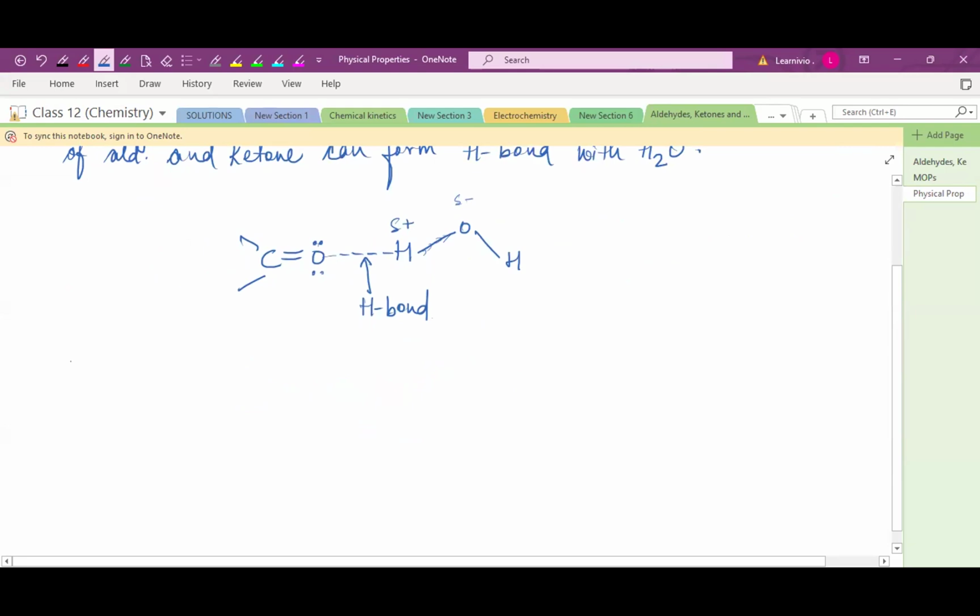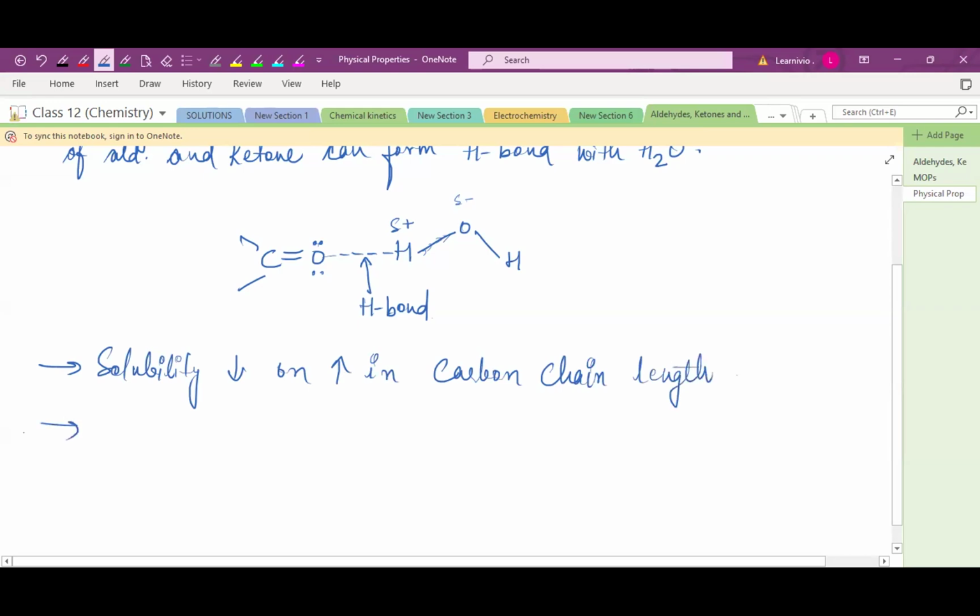Okay, and you know very well, this point is very common. We have already discussed, like in haloalkanes, in aldehydes, in your alcohols, etc., that solubility will always decrease on increasing the carbon chain length. When you increase the number of carbon, the solubility will decrease. Okay, so write down here also: the solubility of aldehyde and ketone will decrease on increase in carbon chain length. When the number of carbon increases, the solubility decreases.